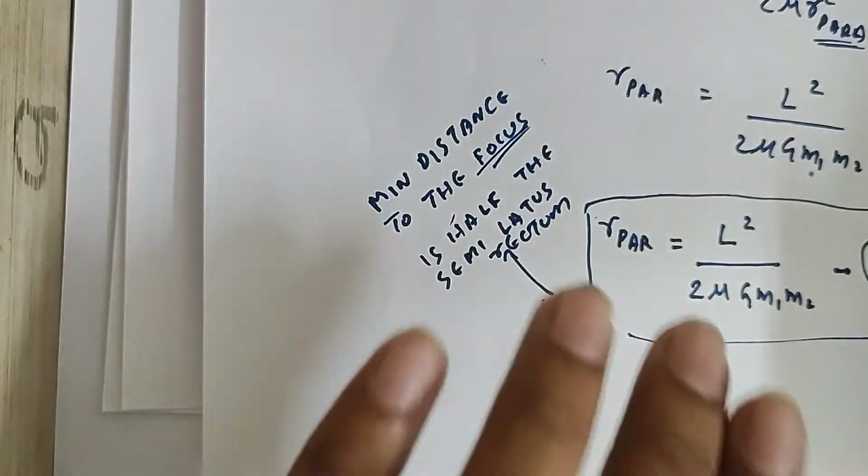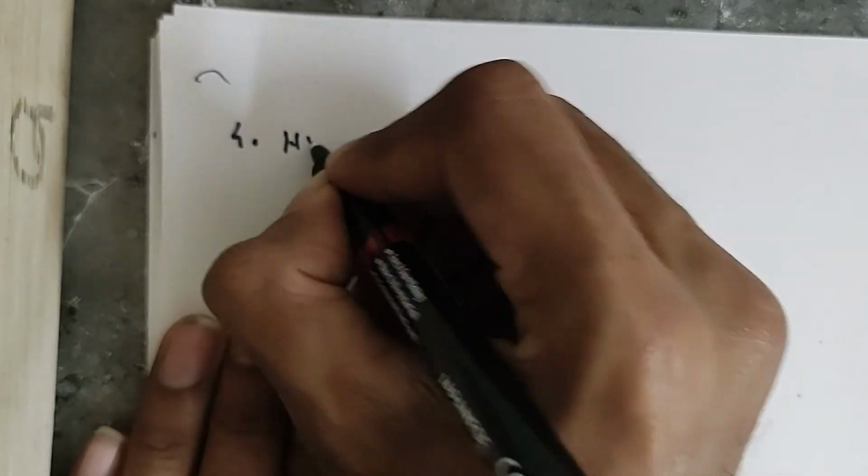So this equation will give you my parabolic orbits. That's amazingly, surprisingly easy. Now my second, fourth and last condition corresponds to what's called a hyperbolic orbit.